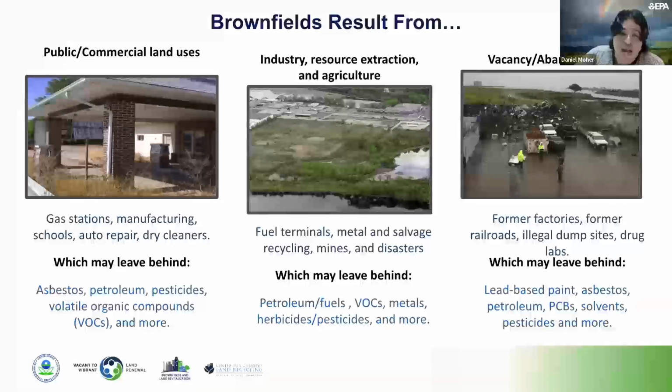And this could be past public or commercial uses like abandoned gas stations that may have petroleum contamination, old abandoned schools that may be impacted by lead-based paint or asbestos. We've seen brownfield sites from heavier industrial uses like mining, shipping, even agriculture, which could leave behind things like heavy metals or pesticides. And then even vacant lots can be considered brownfield sites, especially where there may be illegal dumping or perhaps an underground storage tank. So all of these are considered brownfield sites, and it's a very broad definition, so something to keep in mind as we talk about redevelopment and funding sources for redevelopment.